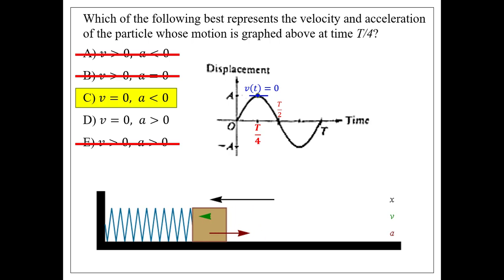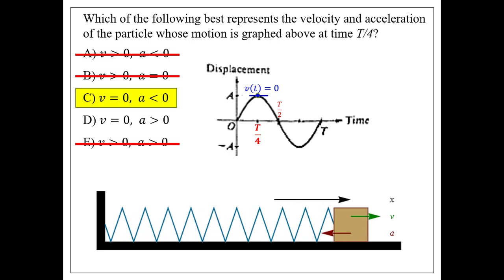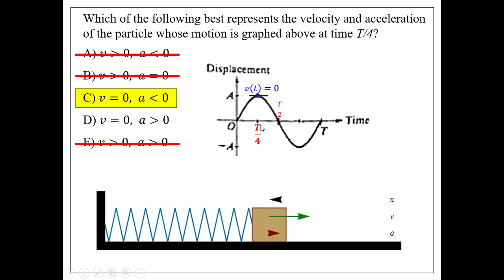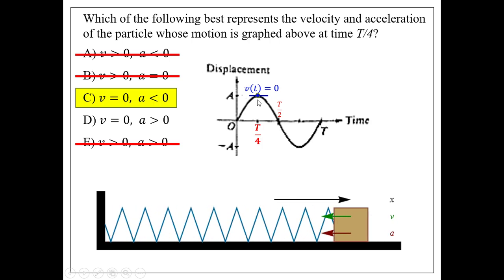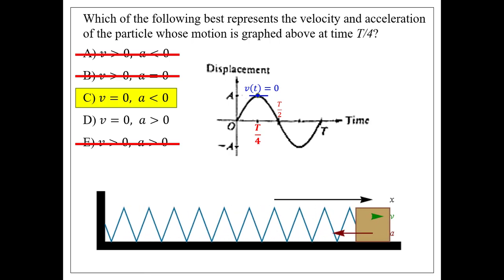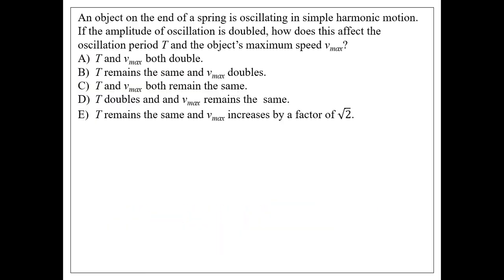V has to come to a stop because it's at maximum amplitude. And at maximum amplitude, that's on the right side. The spring force has to pull left. And if the spring force pulls left, then A also points leftward. It always points towards the equilibrium. All right, let's move on to the next one.